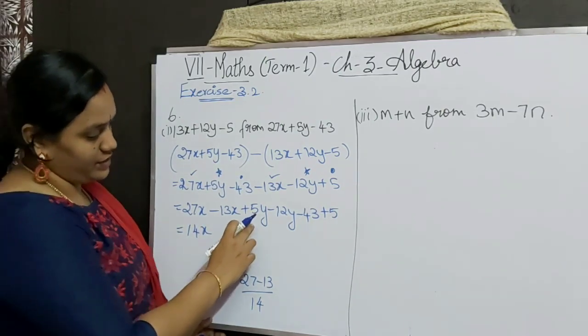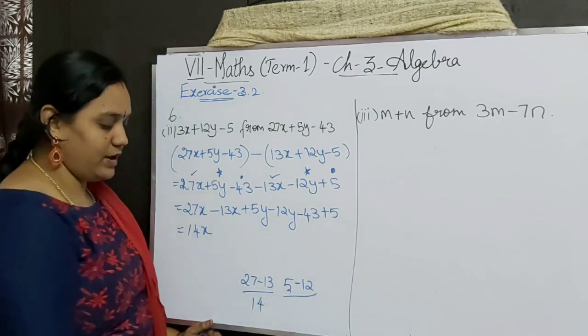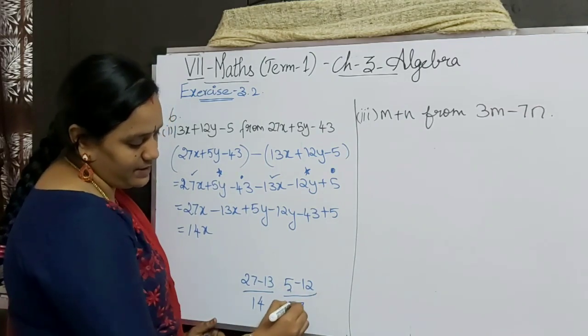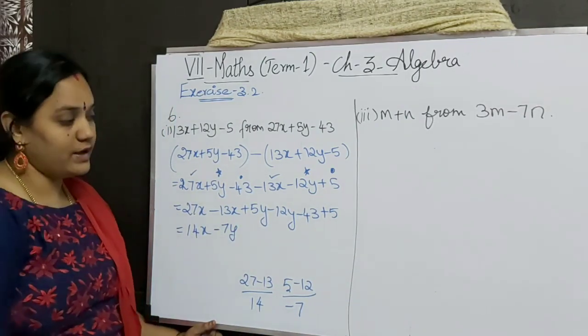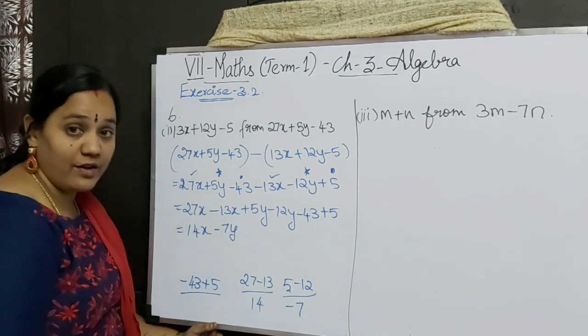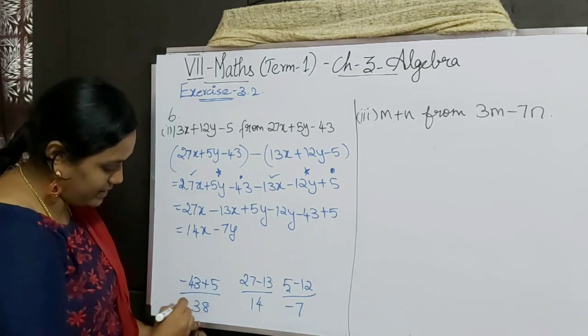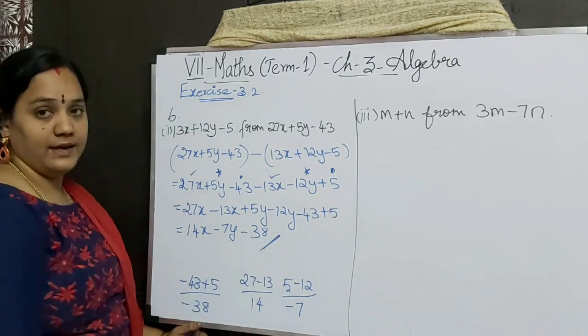Next y coefficient 5. Here minus 12. Okay, different signs we have to subtract. Subtracting, I got 7. Greatest number sign is minus. So minus 7y. Okay, so constant minus 43 plus 5. So we have to subtract. Subtracting, I got 38. Okay, greatest number sign is minus. So minus 38. So this is your answer.